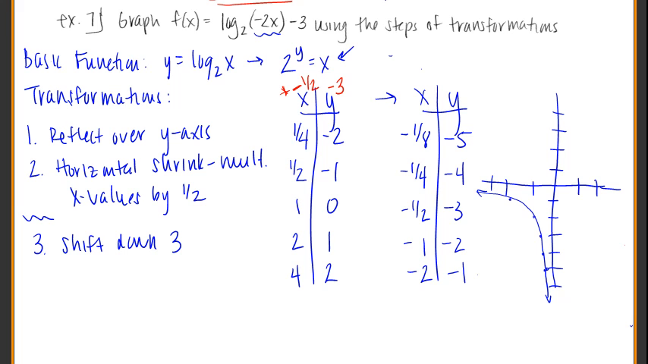Alright, so what is really happening with the asymptote with this? Originally we had an asymptote right here at x equals 0. If I flip it over the y-axis, it doesn't move because it is the y-axis. If I multiply x equals 0 by 1/2, it hasn't really changed anything. It's still x equals 0. And if I move it down by 3, a vertical line shifted down by 3 is still the same thing. So our vertical asymptote is still going to be here at x equals 0. And there's the graph for that original function, log base 2 of -2x minus 3.